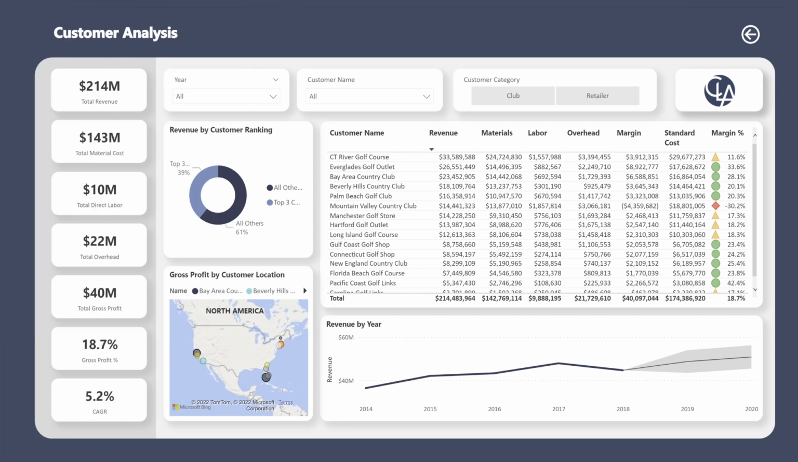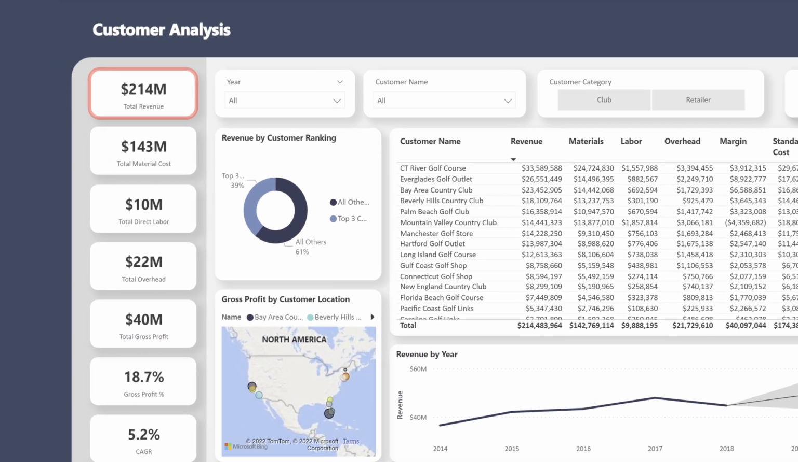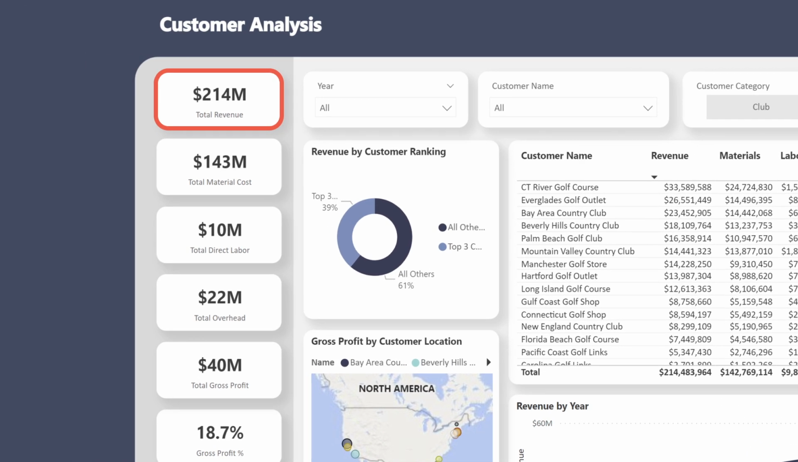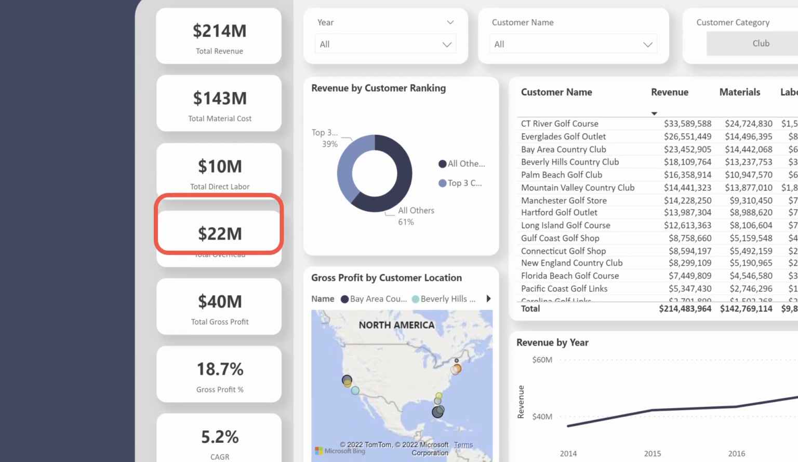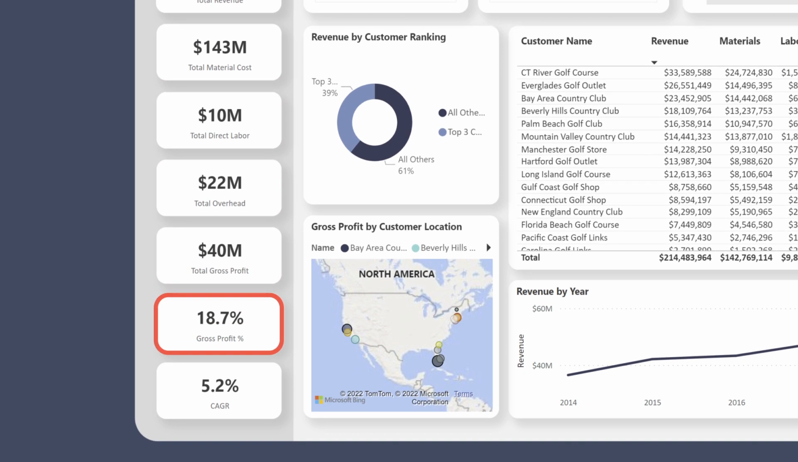Our company manufactures golfing equipment and sells products into two channels: retail, think sporting goods stores, and clubs, think private and public clubs and courses. We can see at a glance that the company has brought in $214 million in total revenue over the past 5 years. Along the left-hand side, we can see the components of gross profit. Our average margin is 18.7%.